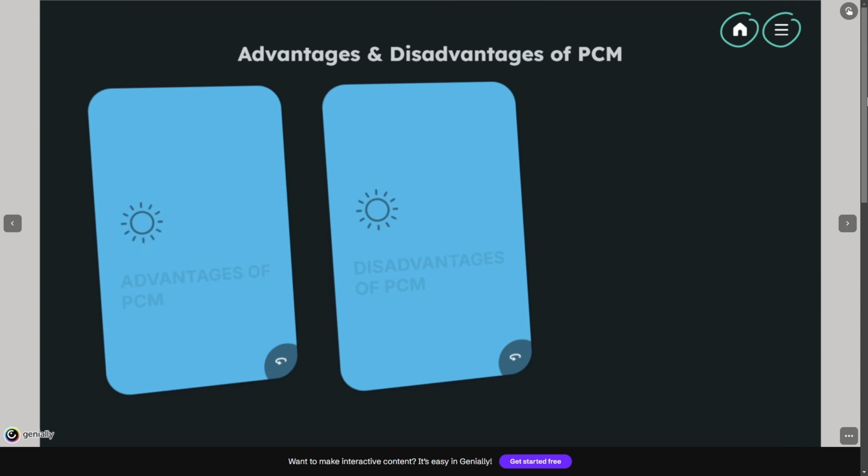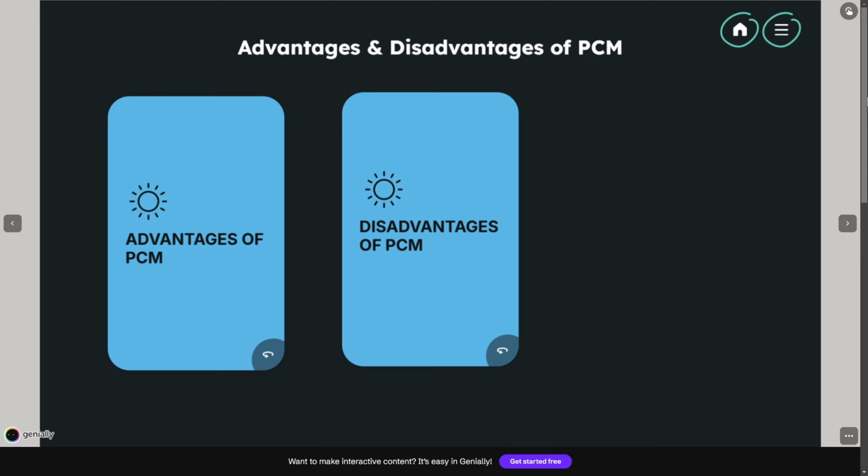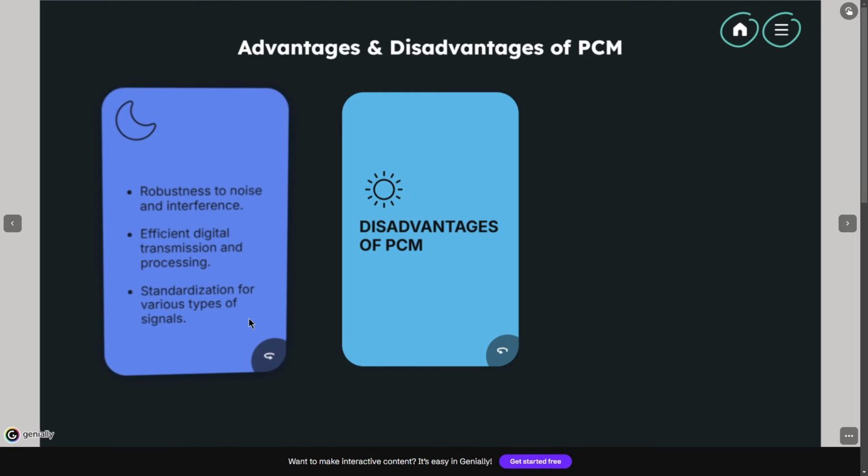Next, what are the advantages and disadvantages of PCM? The advantage of PCM is robustness to noise and interference. Second is efficient digital transmission and processing. And lastly is standardization for various types of signals.